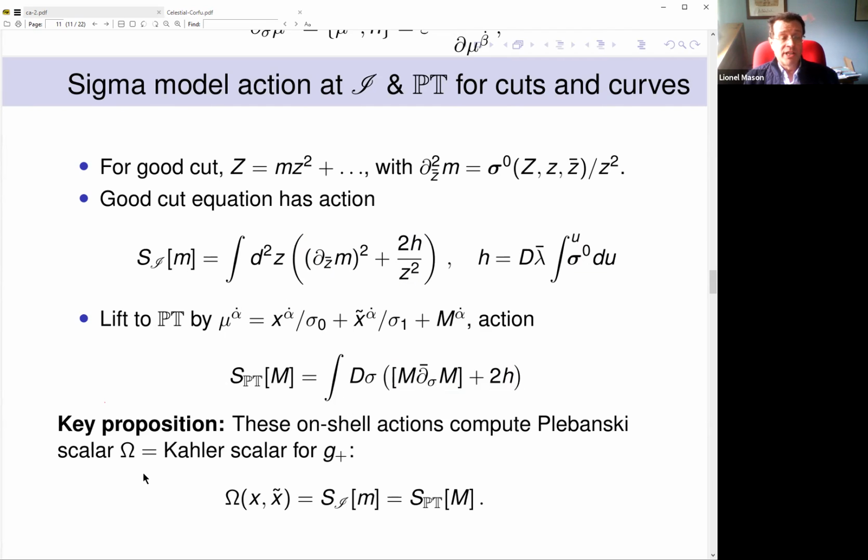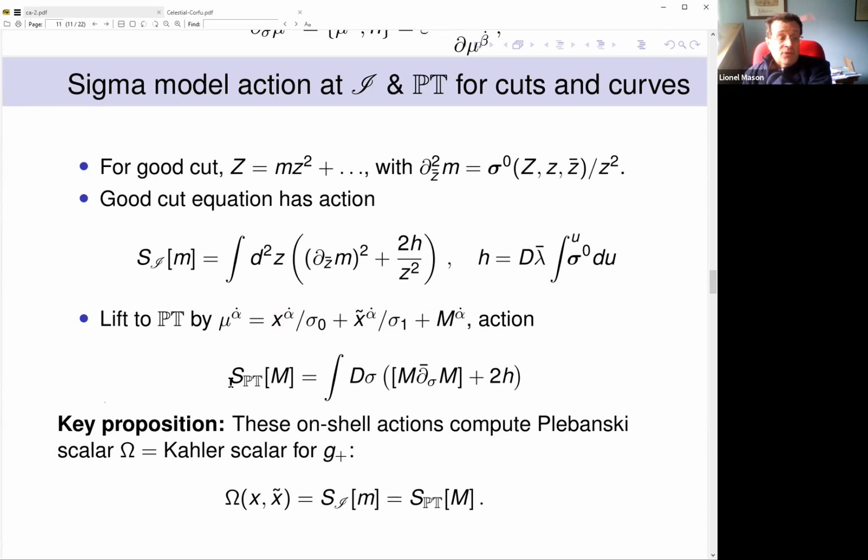And so a key proposition at this point is that the value of this action matters for us in our story. I'm not going to go through the proof of this, but given the way we've set up our problem with mu equals that plus m, these are the same x and x tilde coordinates as I had before in the Pavansky description of the self-dual background.